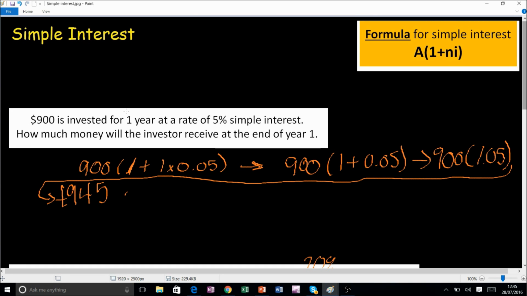So the main things you need to know is you need to know what your initial value is. You need to know the number of years, or whatever the time that you're going to invest the money for, and you also need to know your interest rate, which is denoted by the I, and you just plug it into this formula and it should work out fine if you've plugged it in properly. Okay, so that is simple interest, guys.